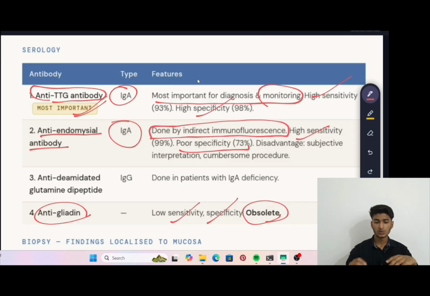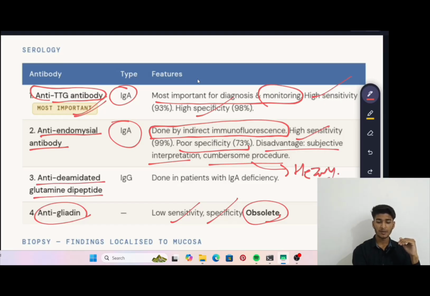I will tell you that you have no need to learn these tests in depth. You just have to recite the names and the inference. But the clinical aspect, how it is happening and why it is happening, is the work of a lab technician. You should remember just that this test is required, this antibody is tested, and this is the inference. That's it. Disadvantages of the anti-endomysial test: it is subject to interpretation and is a cumbersome process, like it is a very heavy process to do.